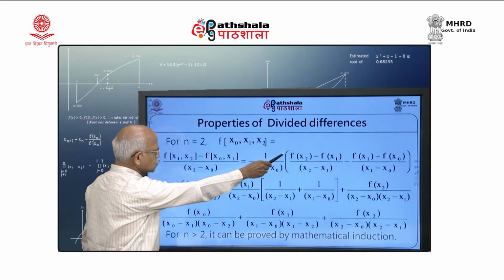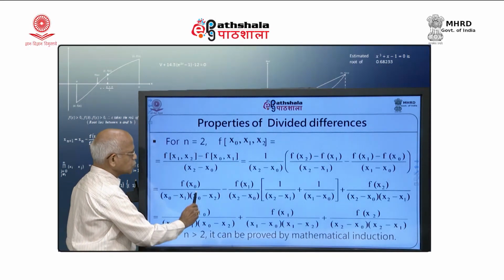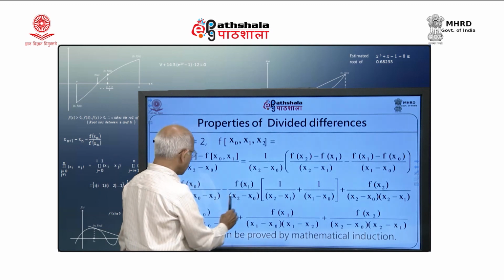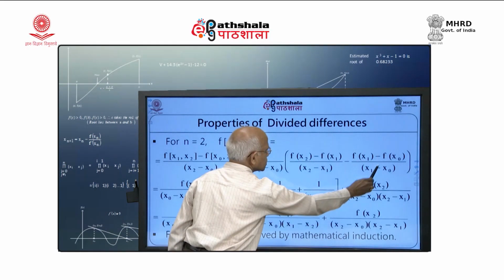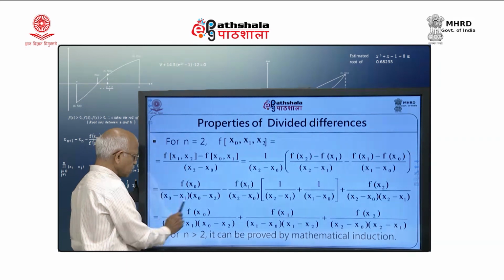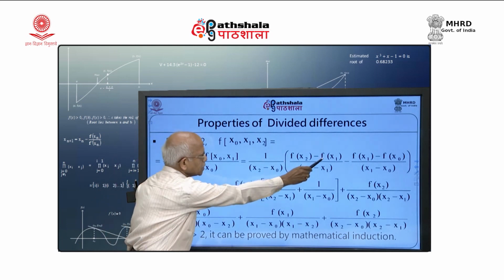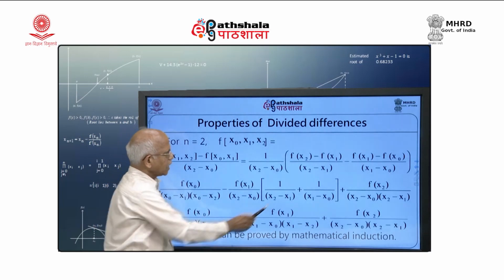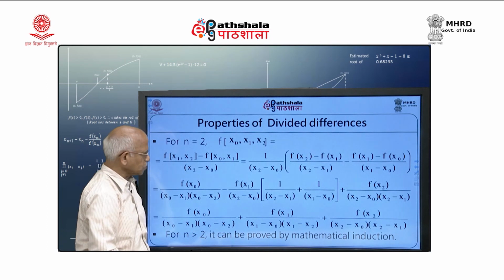So, for f x 0, I will be getting f x 0 divided by x 0 minus x 1, x 0 minus x 2. This x 0 minus x 2 will be coming from here, and we will be getting x 0 minus x 1. There is one sign change here and one sign change here, so that will make it all right. So, f x 0 upon x 0 minus x 1, x 0 minus x 2 I get. Then if I take f x 1, there are two terms in f x 1. So, f x 1 with x 2 minus x 0 from here, and from here I will be getting 1 upon x 2 minus x 1 and 1 upon x 1 minus x 0.